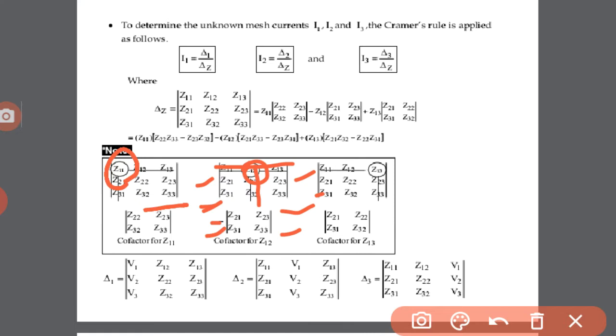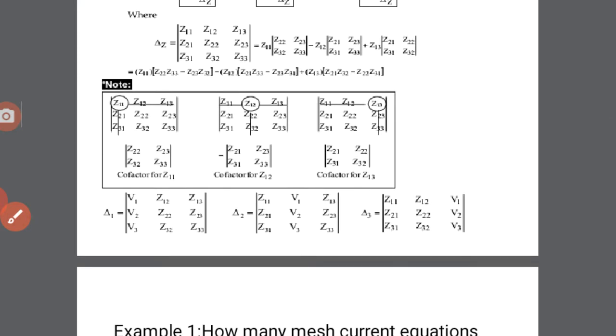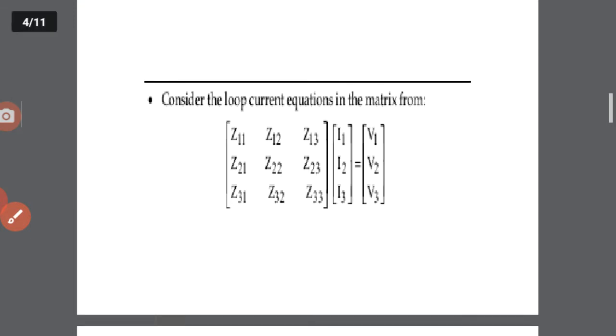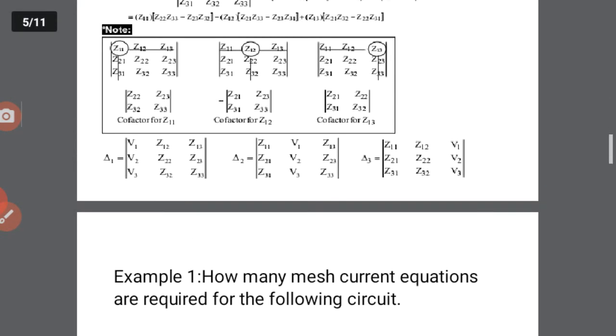In the same way, Z13 is equal to the remaining 4 values, Z21, Z22, Z31 and so on, and these are the coefficients of a matrix. After that, we find out delta 1, delta 2 and delta 3. Here delta 1 is equal to replacing the first column with V1, V2, V3, that is the Y component V1, V2, V3. This is the first column, equal to V1, V2, V3.